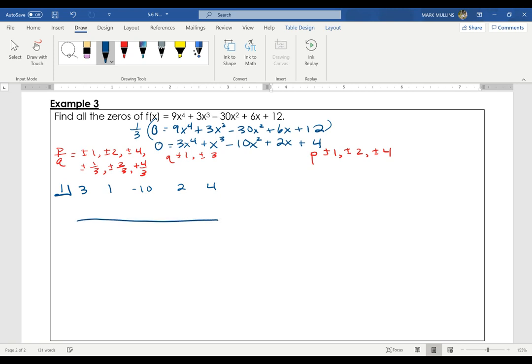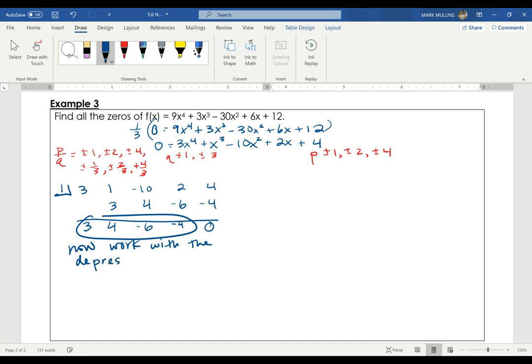So let's see. What's left? Bring down your 3, multiply, write it underneath, add it, multiply, and then add. Oh, and we got a 0 on our first try. That never happens. So now we are going to work with the depressed equation. So now we're going to forget about all that stuff we already wrote down. We're just going to focus on this depressed equation.